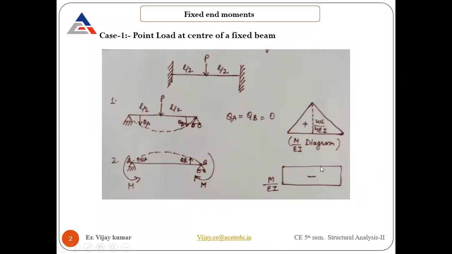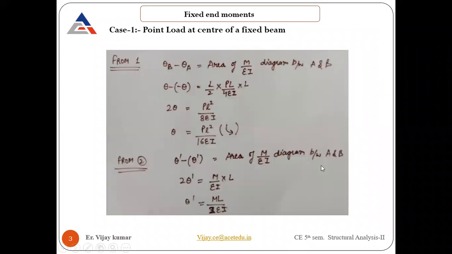That was the statement. Using that, let's try to solve it. So the change of slope between B to A is equal to the area of the M over EI diagram between those 2 points A and B.